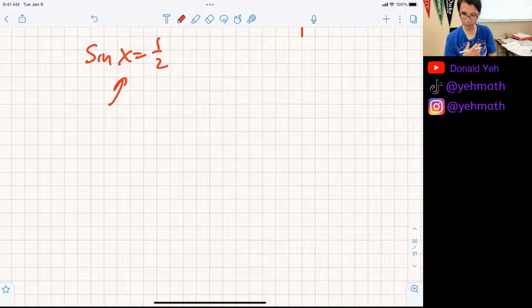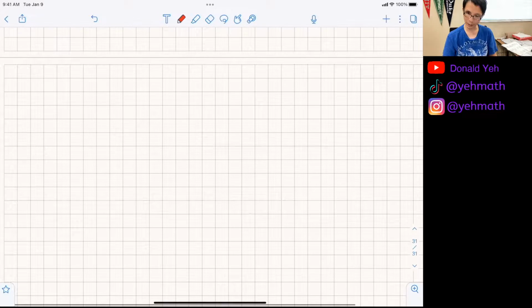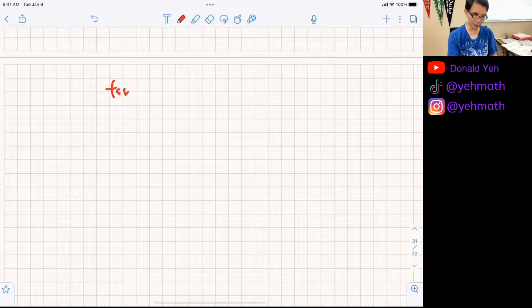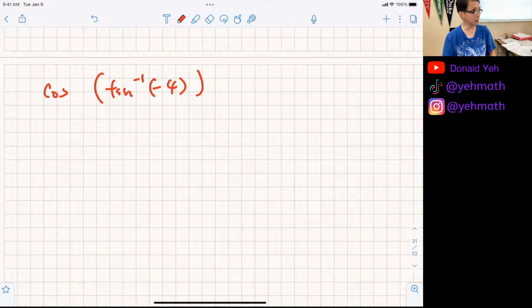So you get some questions about practicing this. They're not that bad, but we're going to talk about two other questions that you might need to know. It's something like this: tan inverse of negative 4, and I'm going to say, I don't know, cosine. This one's a little bit trickier.